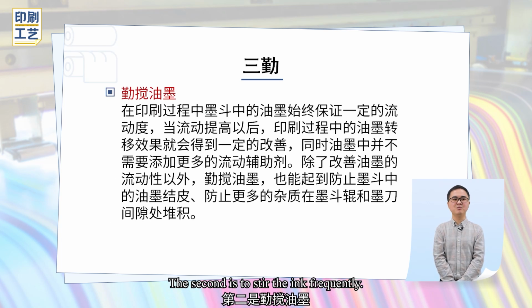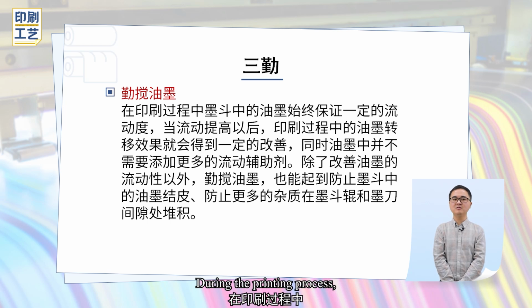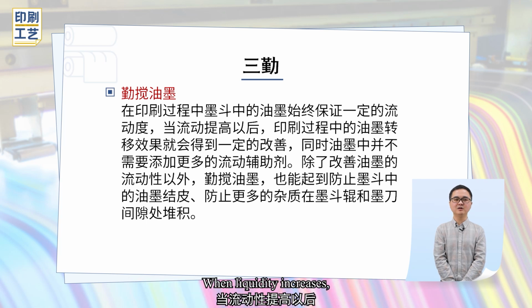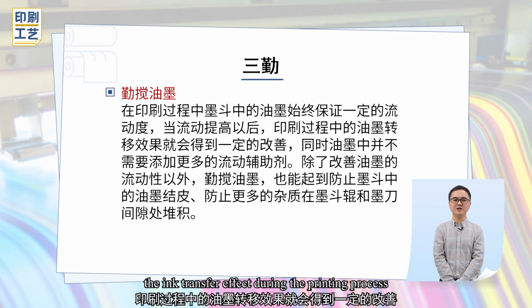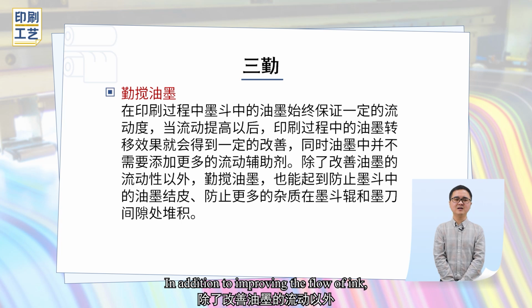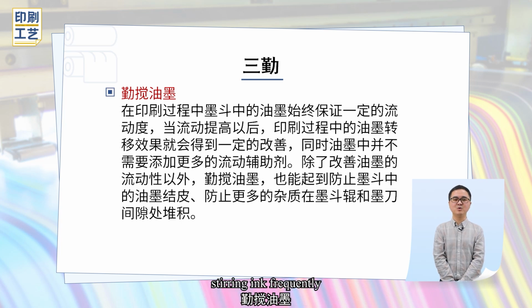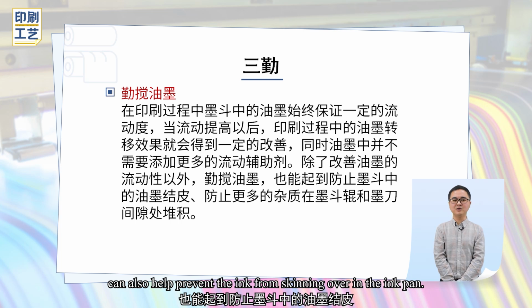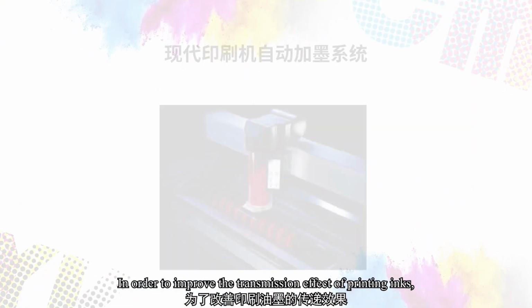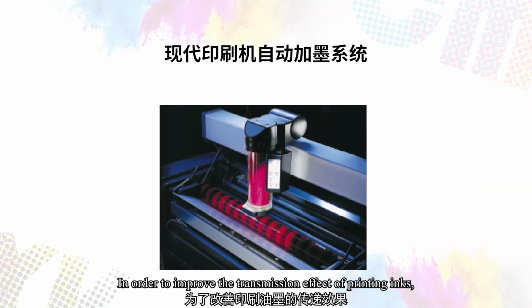The second is to stir the ink frequently during the printing process. The ink in the ink pan always guarantees a certain fluidity. When fluidity increases, the ink transfer effect during the printing process will be improved to a certain extent. At the same time, there is no need to add more flow aids to the ink. In addition to improving the flow of ink, stirring ink frequently can also help prevent the ink from skinning over in the ink pan, and prevent more impurities from accumulating in the gap between the ink roller and the ink blade, in order to improve the transmission effect of printing inks.